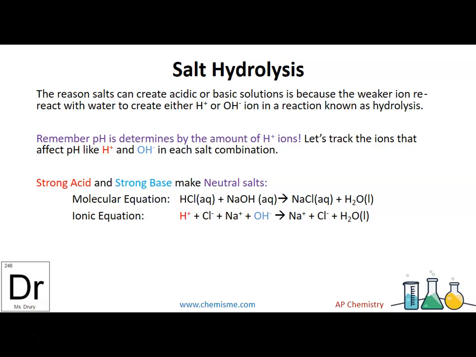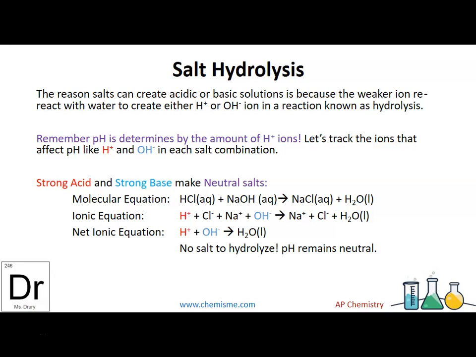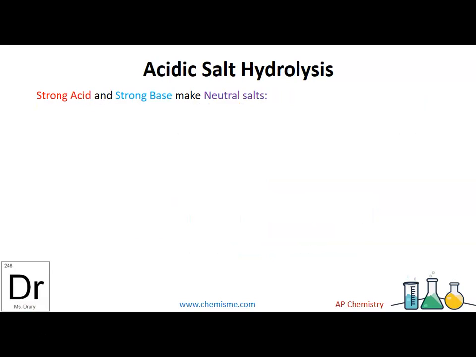Then the spectator ions, sodium and chloride, can cancel, and the net ionic equation for any strong acid, strong base combination will just be the combination of hydrogen ions and hydroxide ions to form water. Because there's an equal amount of H's and OH's, that is why the pH is 7, right? But now let's talk about the other, harder ones. There's no salt to hydrolyze, by the way. Strong acid, strong base make neutral salts.